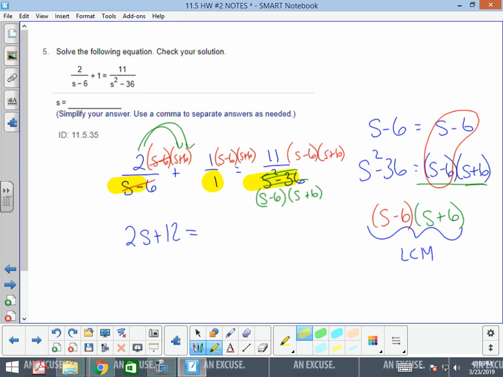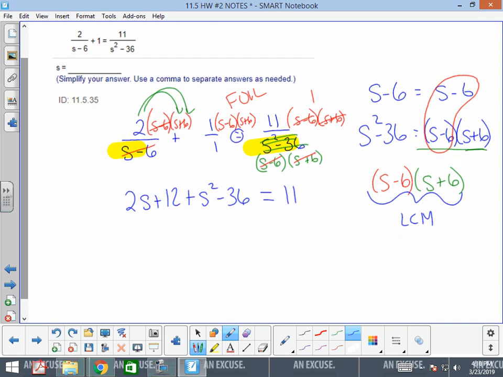Now, when you have a 1 for a denominator, then you don't do any canceling. You just do FOIL in this case. So that is... I don't know why I wrote equals. That's not equals yet. That's still plus s squared minus 36. Now equals, there's my equal sign. Now here, s minus 6 cancels and s plus 6 cancels. When it cancels, it's 1, so I'm multiplying 1 times 11.